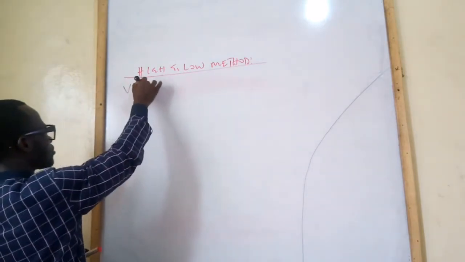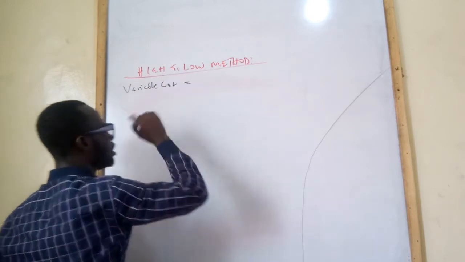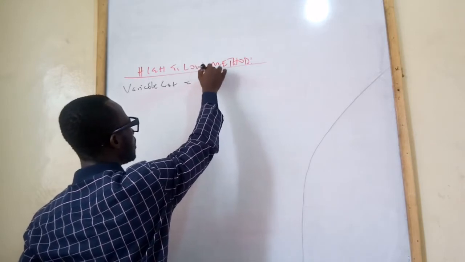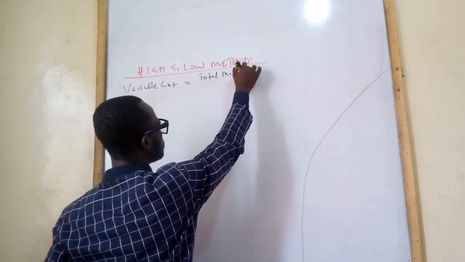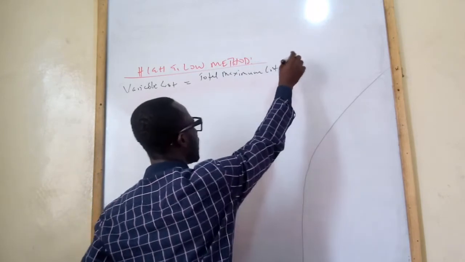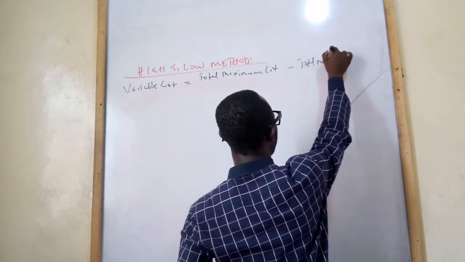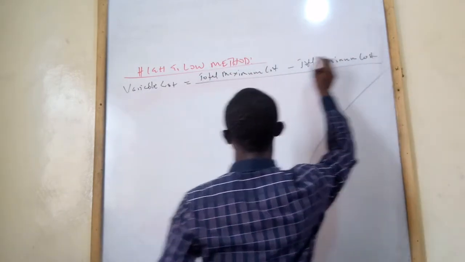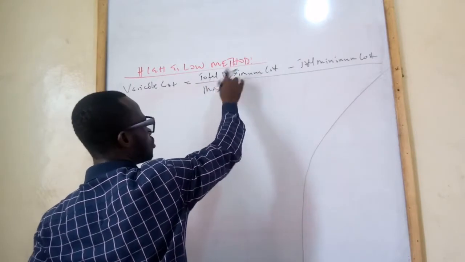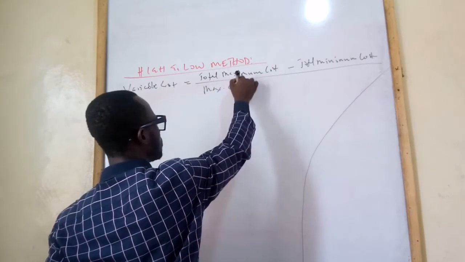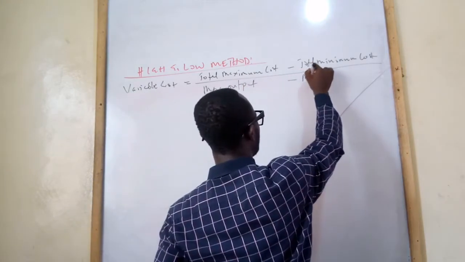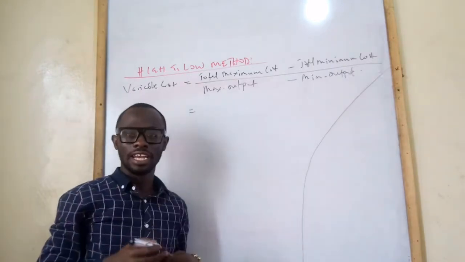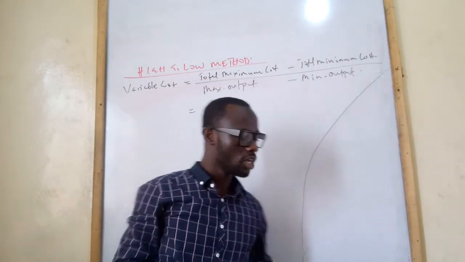So in the usage of our high and low method, you remember I just said that the variable cost will be equal to the total maximum cost minus total minimum cost, divided by maximum output minus minimum output or unit.